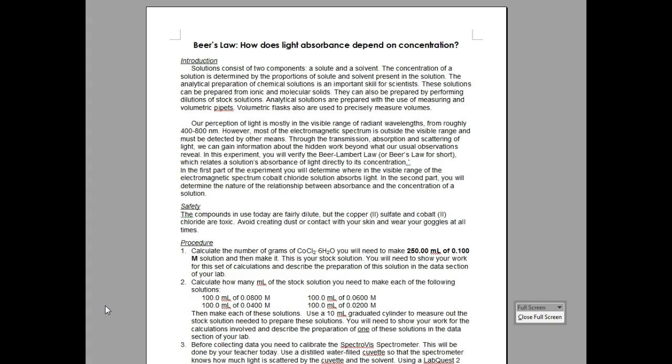So in this lab, you were measuring the absorbances of different solutions after you prepared them. You had a stock solution, and you used that to make 4 dilutions. It does tell you that in step 1 of the procedure, you're going to need to show your work for your calculations and describe how you prepared it. So make sure you do that for both 1, and I believe it also asks you to do that for one of the solutions that you made in step 2.